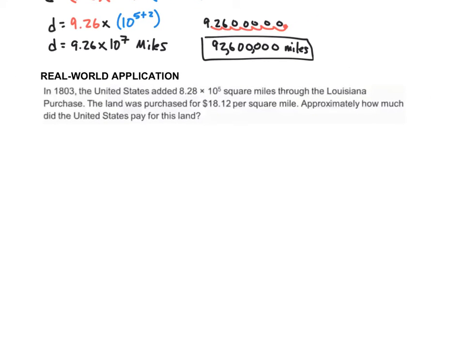Okay. In 1803, the United States added 8.28 times 10 to the fifth square miles through the Louisiana Purchase. Huge purchase. And a good purchase. The land was purchased for $18.12 per square mile. Approximately how much did the United States pay for this land? So if I wanted to figure out the amount that I paid, I would take the amount of square miles and multiply it by the cost per square mile, and we'll just go ahead and do that.